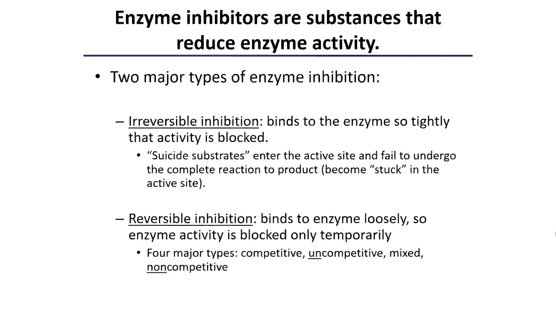Many of them are actually the products of the reaction, so this is called feedback inhibition, where the product of the reaction will cycle back and inhibit the enzyme's ability to bind more substrate. So as product concentration increases, we don't really need more of it, and so the product itself will shut off the enzyme so it stops making product.